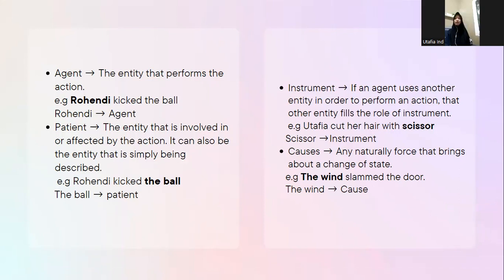And the next is cause. For example, the wind slammed the door. It's about a change of state.